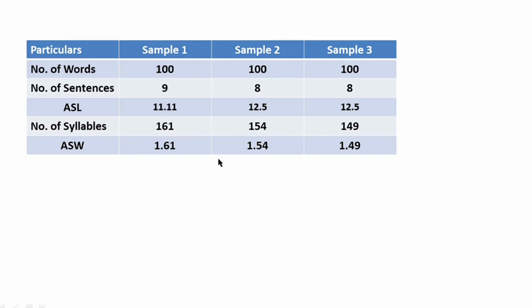By repeating the same exercise with sample 2 as well as sample 3, we have received around 9 sentences for sample 1, 8 sentences for sample 2 and 8 sentences for sample 3. The average sentence length for sample 1 we can calculate by the formula number of words divided by number of sentences. By calculating for sample 1, we have received around 11.11. For sample 2, it is 12.5. For sample 3, it is 12.5.